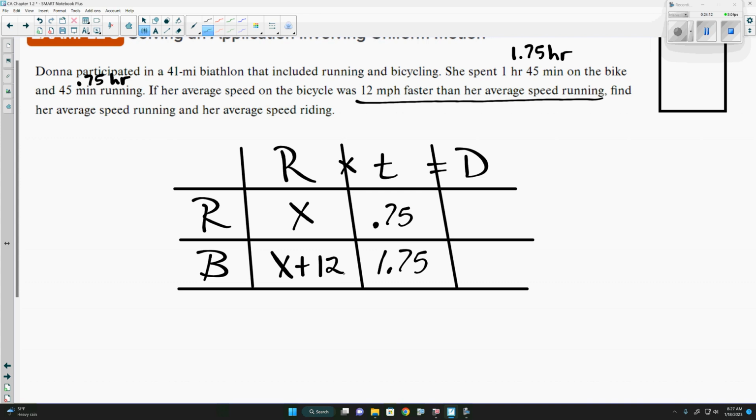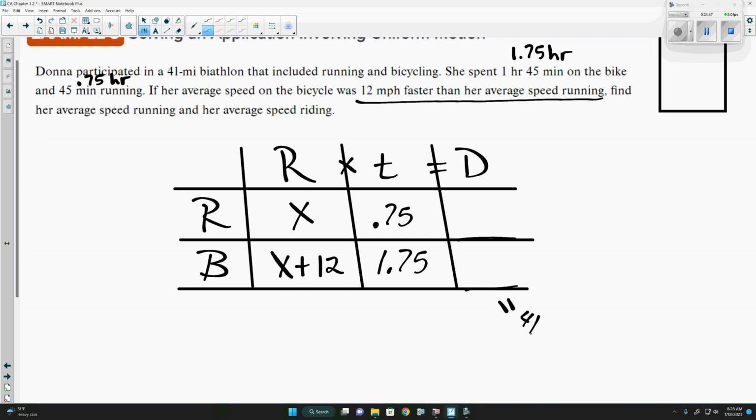So we have this here, yes? 41 miles is a part of this biathlon, yes? Do we know how much of that 41 is contributed to running or biking? Or is that contributed to both? Both, yes? So we know that whatever the distance she ran plus whatever the distance she biked should equal what? 41, yes? Well, what do we know from the formula? Rate times time equals what?